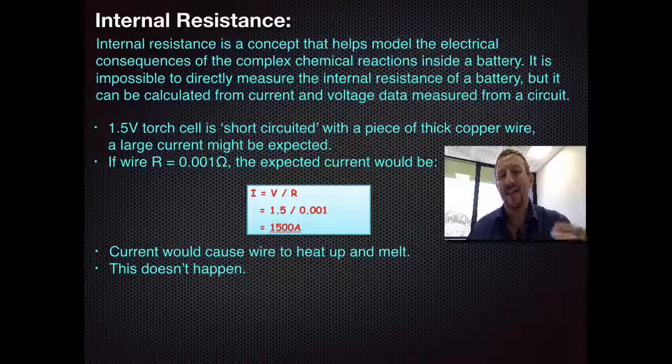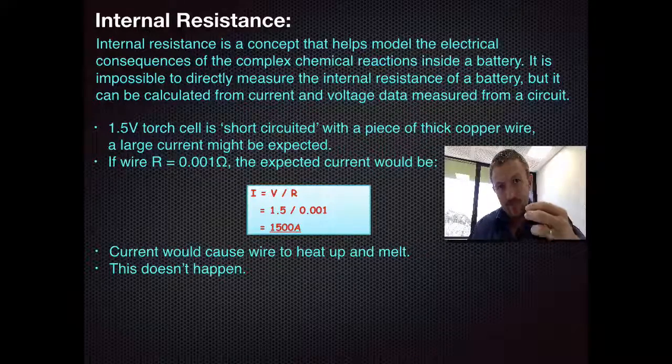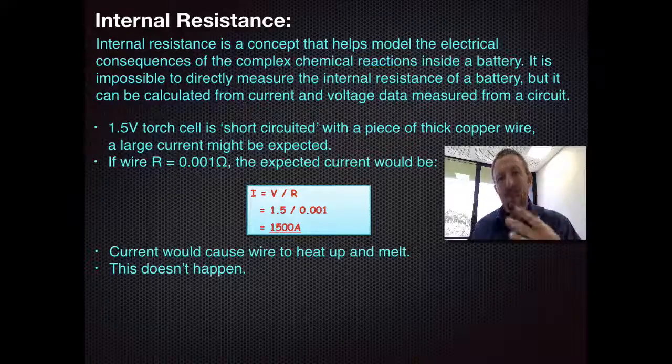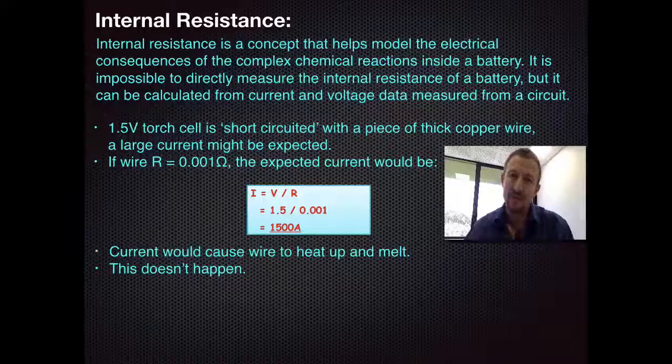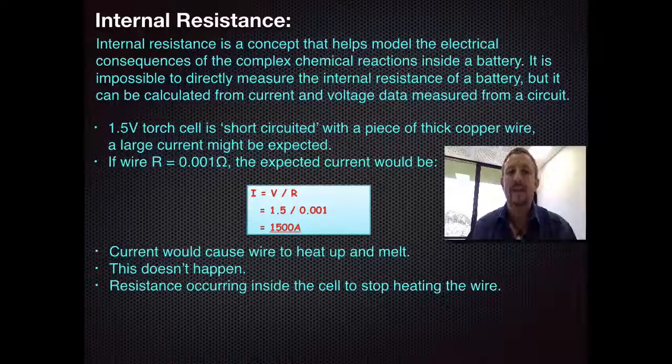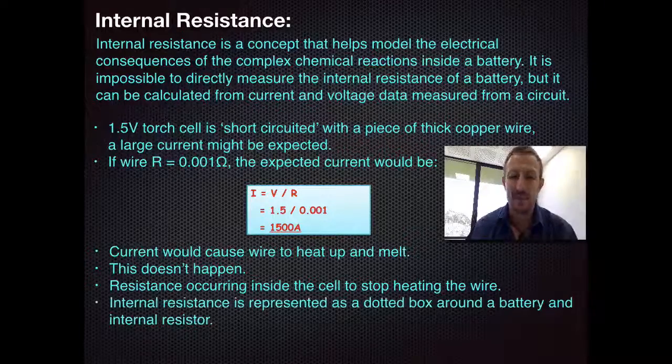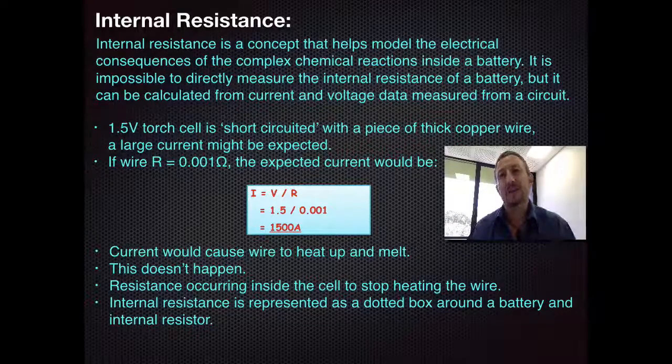Now why is that? Well, basically there's something happening within the terminals which is preventing the flow of current going from negative to positive. Something's slowing it down. Now this is down to the internal resistance. The internal resistance is basically the battery opposing the flow of current.